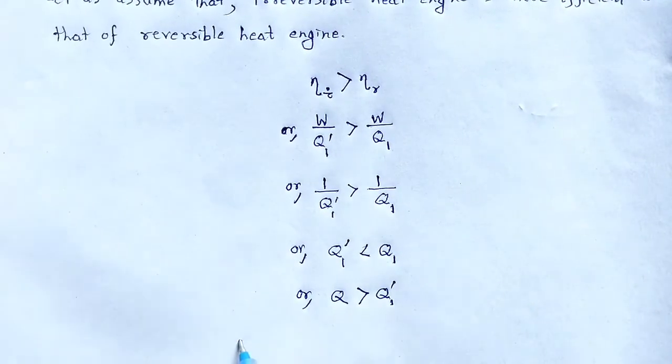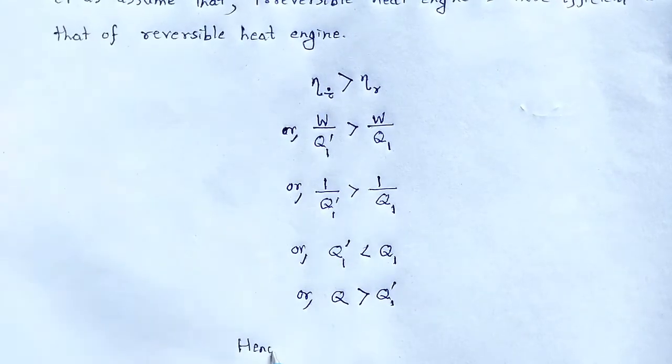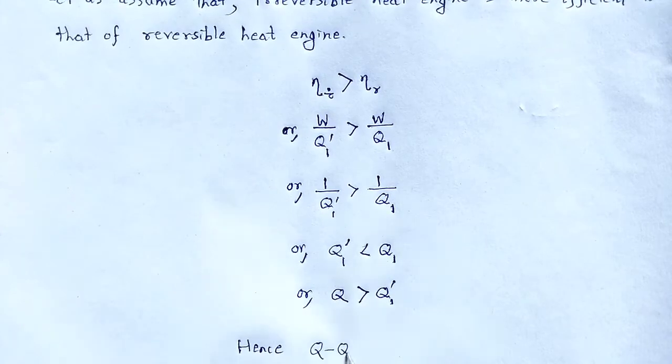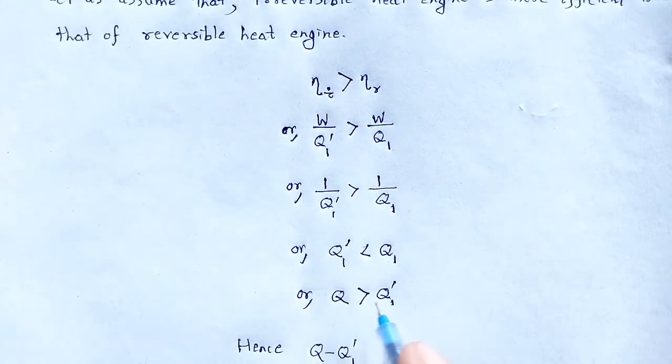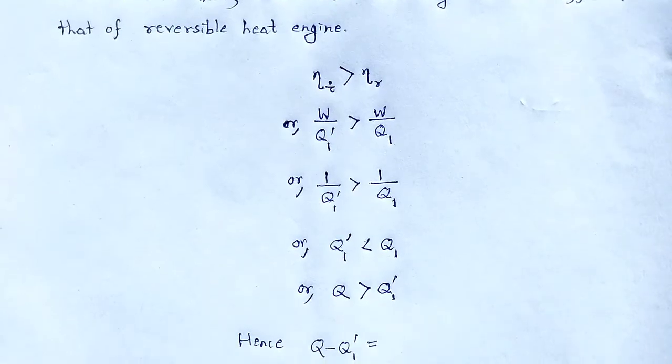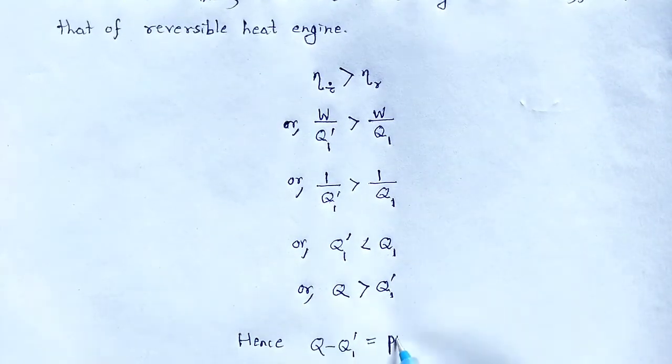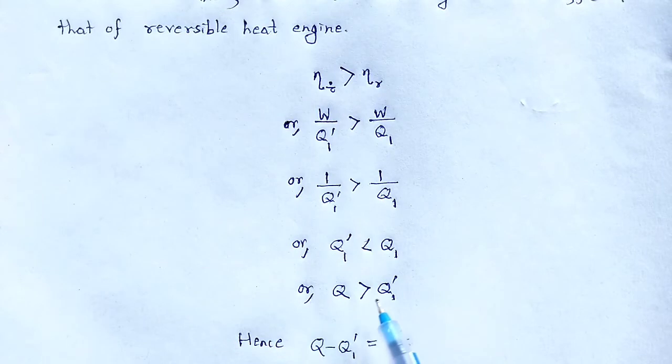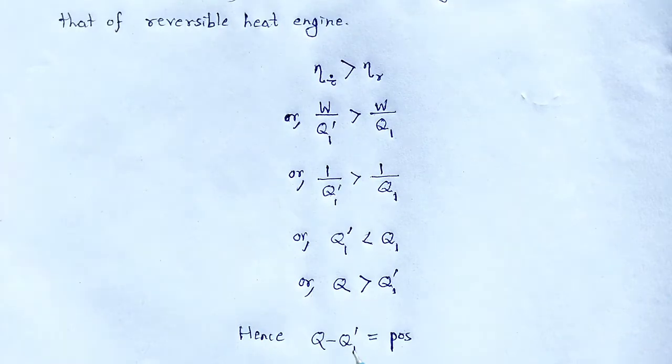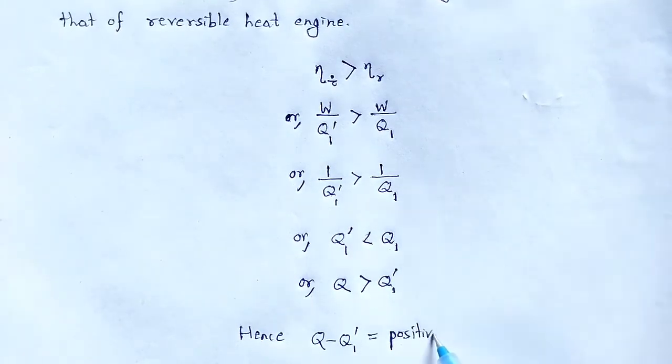Hence, the quantity Q1 minus Q1 dash is a positive quantity. Since Q1 is greater than Q1 dash, the subtraction Q1 minus Q1 dash is a positive quantity.